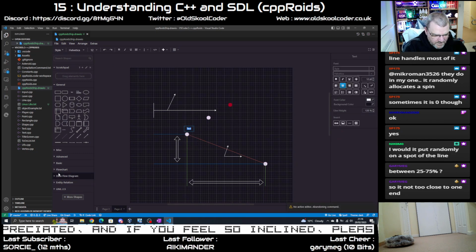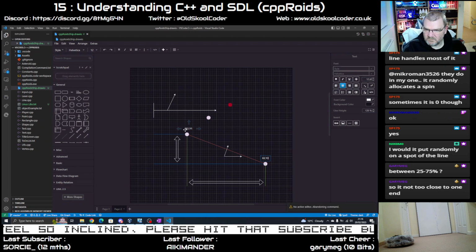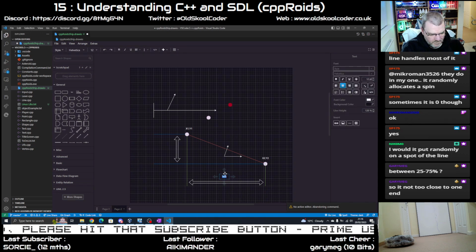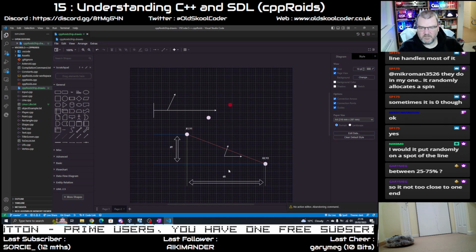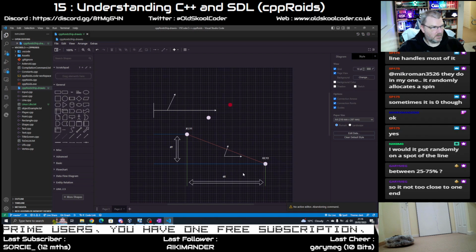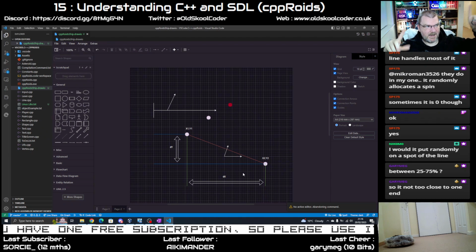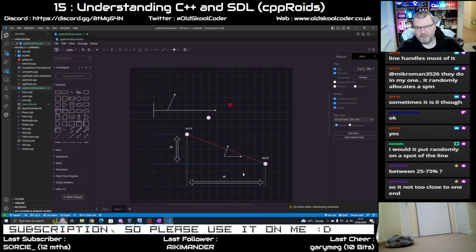There we go. So this is x1, y1. And this is x2, y2. So if we call this delta x and delta y, we can work out how long that line is, yeah? We don't need to work it out. We don't need to know how long it is. We just need to pick a point along it, yeah?